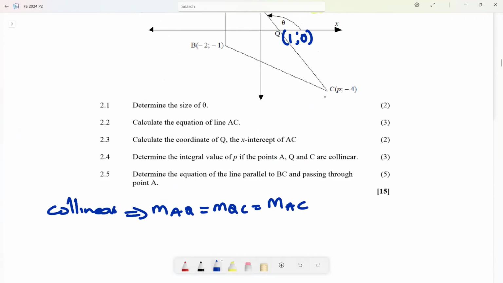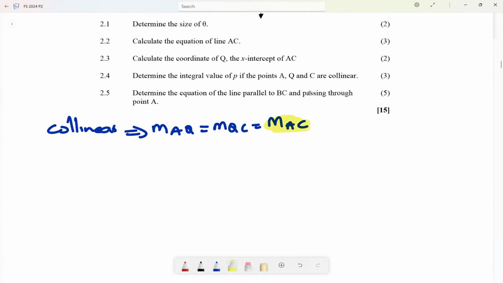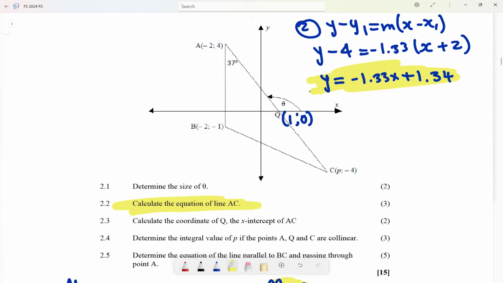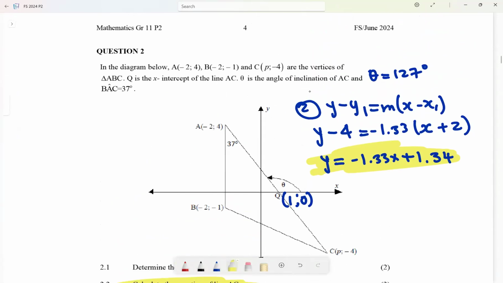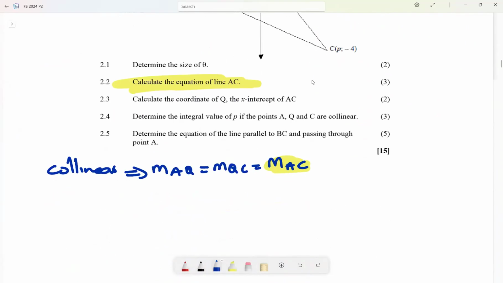Okay, I already have the gradient of AC. Do you agree with me? I calculated it when I was calculating the equation of AC. It was here on the left-hand side. Can you see now? M, it is that one. So I know the gradient of AC as negative 1.33. So I can use either this one or this one, however, okay?